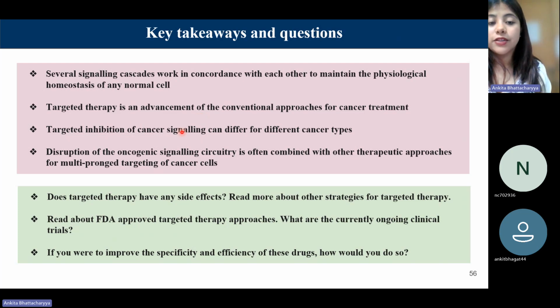Targeted inhibition of cancer signaling can differ for different cancer types. I really wanted to stress this fact, because that's why I showed you examples of different types of cancer signaling. For example, RTK inhibition, while it is used for prostate cancer, is not the first line of treatment. The most common treatment used is inhibition of the androgen signaling axis.